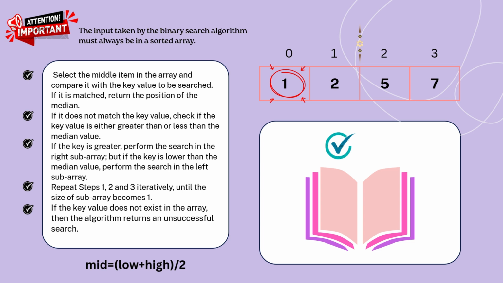So here we have the algorithm. Select the middle item in the array and compare it with the key value to be searched. If it is matched, then return the position of the median. If it does not match the key value, check if the key value is greater than or less than the median value. If the key is greater, perform the search in the right subarray. But if the key is lower than the median value, perform the search in the left subarray. Repeat the steps 1, 2, and 3 iteratively until the size of the subarray becomes 1. If the key does not exist in the array, then the algorithm returns an unsuccessful search.